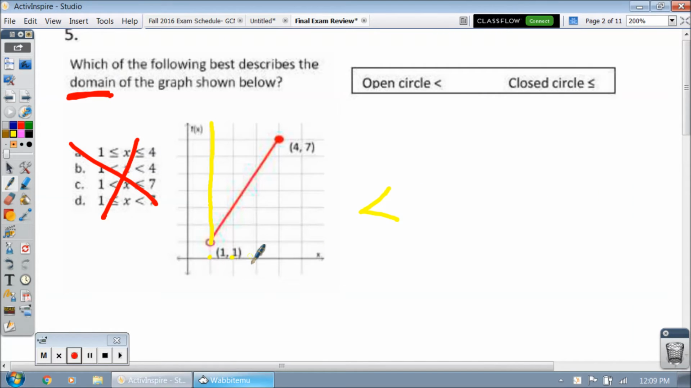And it looks like it's counting 1, 2, 3, 4, 5. So it's counting by ones. So it starts at 1 on the x. We're talking about the x. And let's cap this guy in.